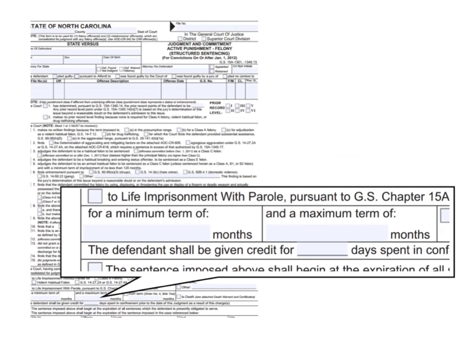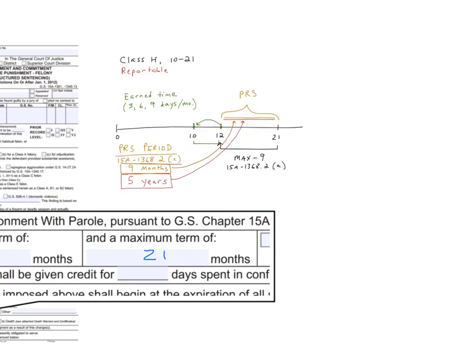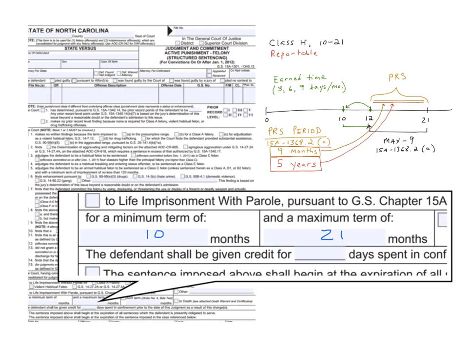I think it's important to know that that's the way it plays out in practice, because when you look at the judgment form, all you'll see is 10 to 21 months. And the defendant really has no way of knowing that this is the way it's going to play out in practice in terms of the release point and post-release supervision and so forth. So hopefully this session is helpful in terms of getting you from here to here.